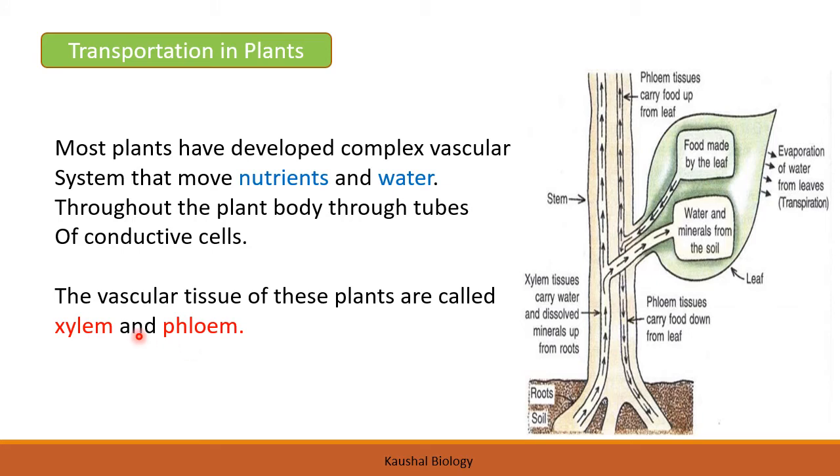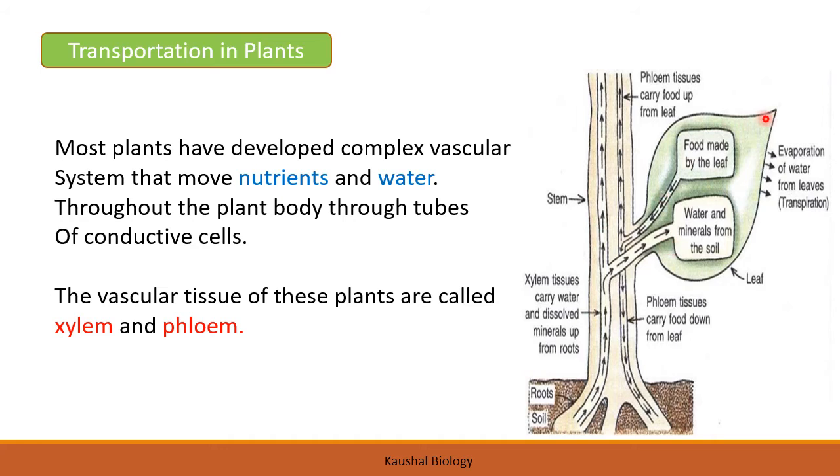In the plant we have two tissues, that is xylem and phloem. Both are complex tissues which form the vascular tissue. Now in the diagram itself you can see these tube-like structures which are conducting the substance. Here you can see this is root and this is soil. So the plant will absorb some water and minerals from the soil and transport them upward in the plant. You can see here, these are the xylem tissue, right?